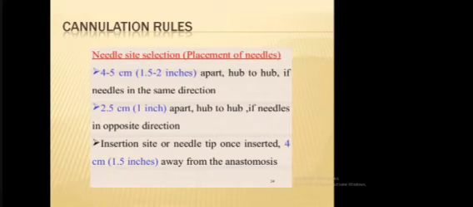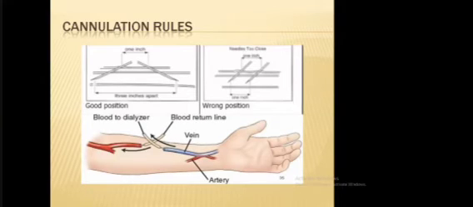The insertion site should be 4 to 5 centimeter away from the anastomosis. The tip of the needle should be 5 centimeter away from the anastomosis site. This is the cannulation rule.